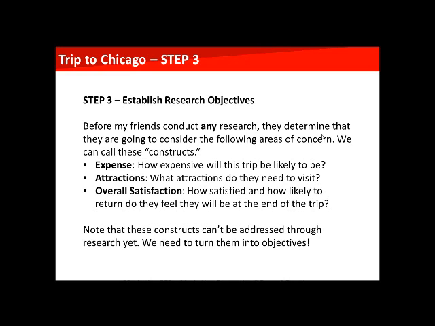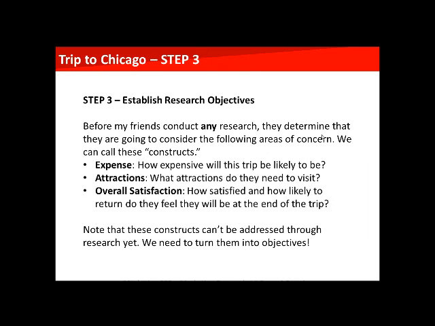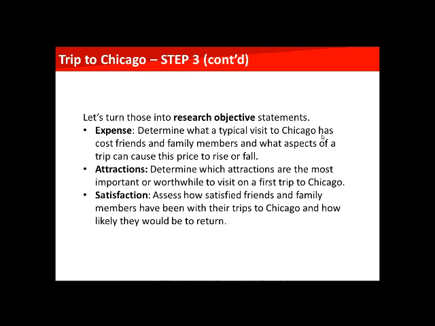So right now, the way these constructs are worded, we actually can't do any research with them. These are just the things that we want to look at. So we actually need to turn them into research objectives, and that's what we're going to do. So let's say for expense, we can reword the construct to a research objective by saying, determine what a typical visit to Chicago has cost friends and family members, and what aspects of a trip can cause this price to rise or fall. So we took the idea of how expensive is this trip going to be and turned it into an objective that tells us how we're going to figure that out.